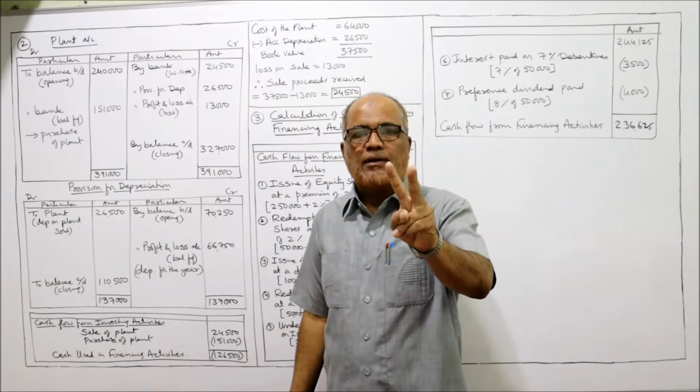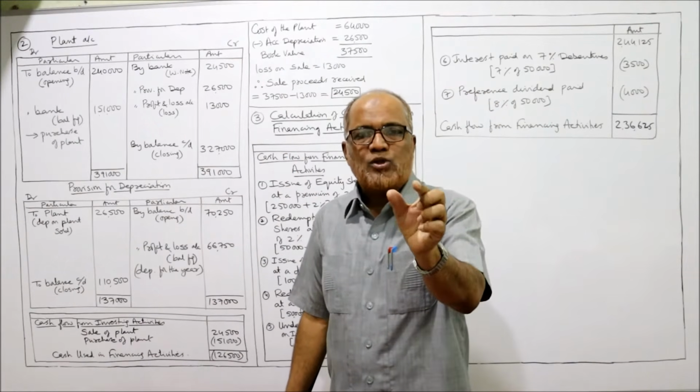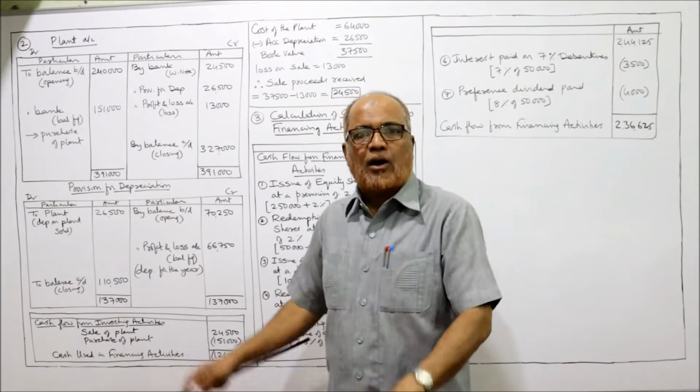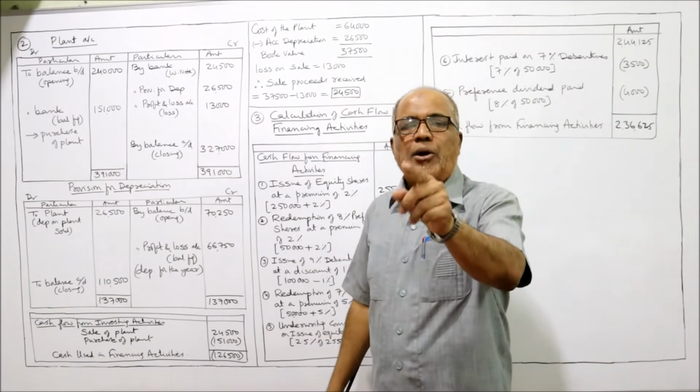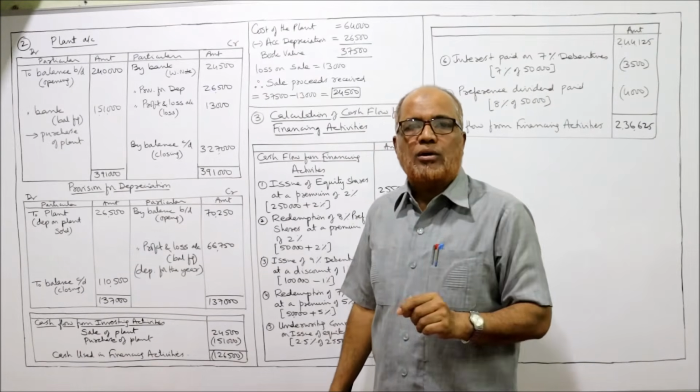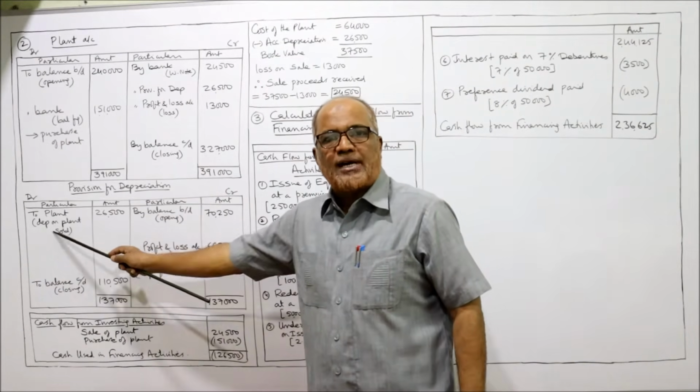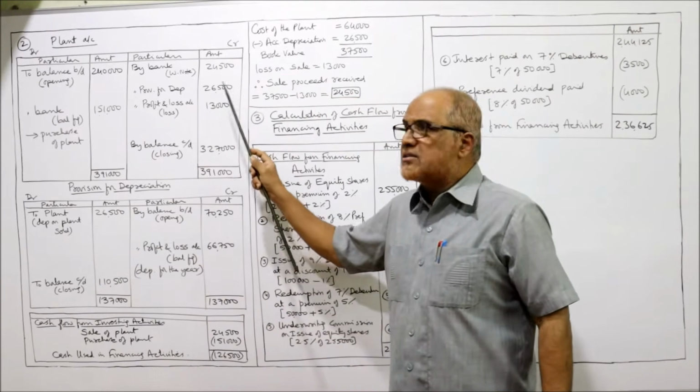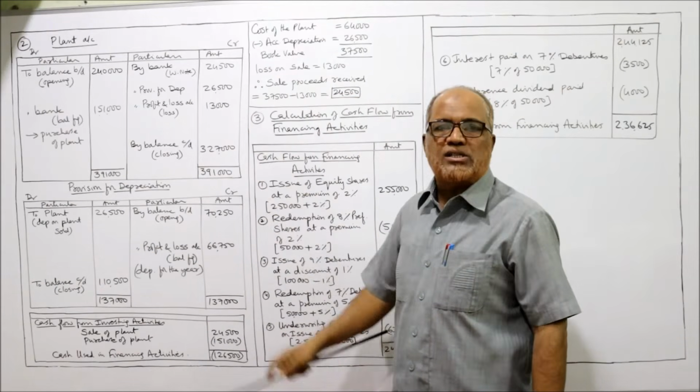Two entries completed. The first entry is sale proceed, bank account debit to plant account, so by bank. Second entry, provision for depreciation account debit to plant account. The provision for depreciation debit side to plant. Plant account credit side by provision for depreciation 26,500.